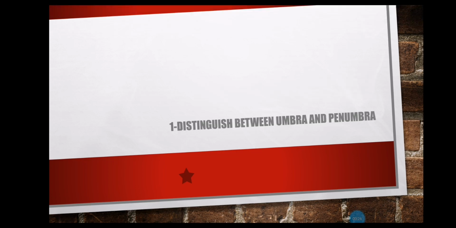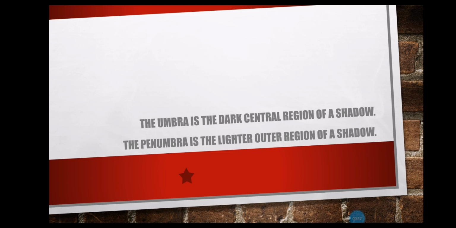Number 1. Distinguish between umbra and penumbra. We have seen that in the PowerPoint and you have it on the typed lesson as well. So the umbra is the dark central region of a shadow and the penumbra is the lighter outer region of a shadow. You can use your own words to describe what is the umbra and the penumbra.